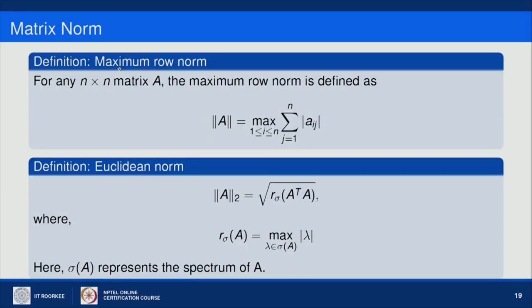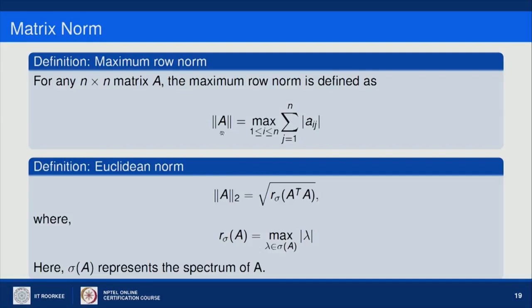The second type of norm we are going to define here is the maximum row norm. For any n cross n matrix A, the maximum row norm is defined as the norm of A equals the maximum over the absolute sums of all rows. Absolute sum means we are having entries of each row. Let us take the entries in the first row, take the absolute value of each element of the first row, take their sum, similarly take the absolute sum of the second row and so on, and then the maximum out of those sums will give you the maximum row norm.